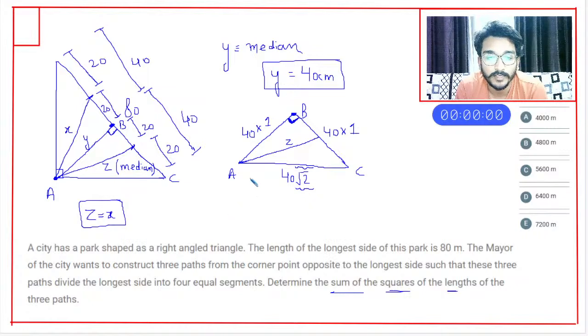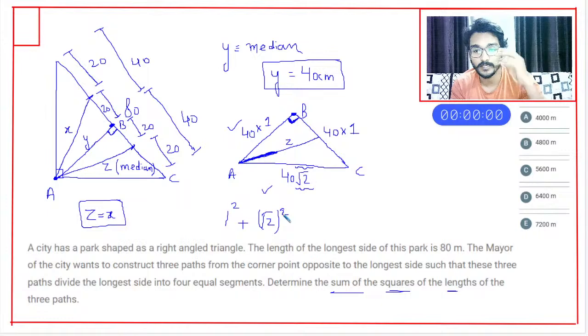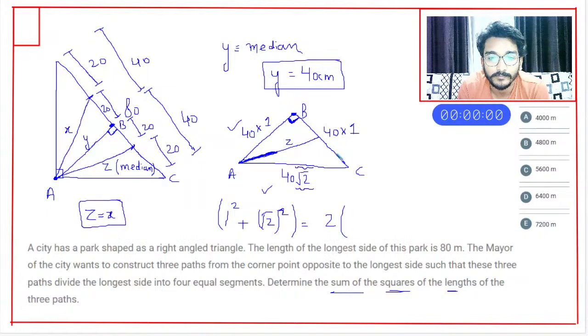So according to the Apollonius theorem, this Z is passing through these two sides. You have to do the square of them. Okay, I'm just applying it over 1 and root 2. I will multiply 40 at the end. So this is 1 square and root 2 square. It is equal to double the median, which is Z itself, and Z is drawn over this one. So you have to take the half of that one. This is the Apollonius theorem, and that's how you remember this part.